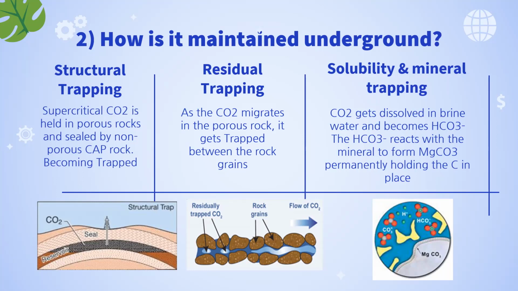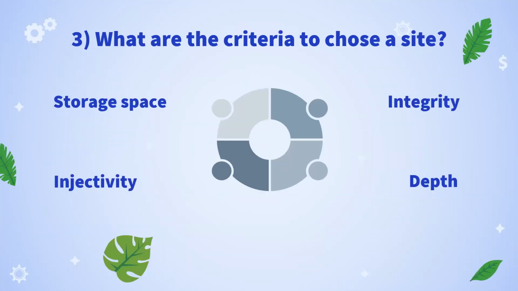And lastly, the final sorts of trapping are solubility and mineral trapping. So CO2 can get dissolved in brine water, which is the solubility trapping, and it becomes HCO3 minus. Over long periods of time, HCO3 minus reacts with magnesium to give MgCO3, which permanently holds the carbon in place as a solid. Now that you understand the trapping mechanisms, how can we decide on what site to use?